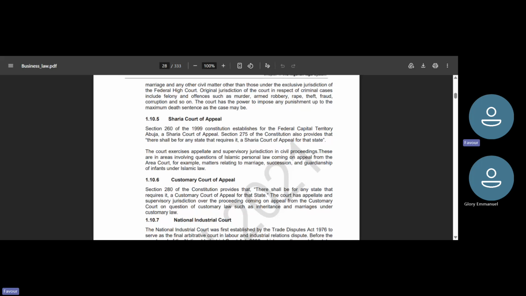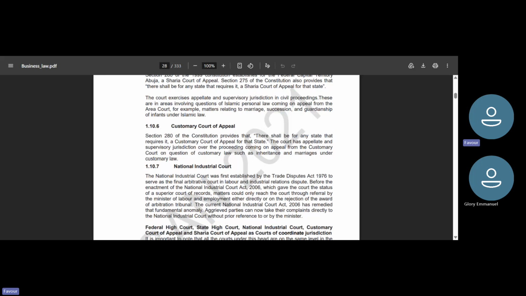So they basically deal with areas involving Islamic personal law. That's anything under Islamic law, like marriages, succession, guardianship. Its jurisdiction is basically Islamic law. So when you see Sharia Court of Appeal, you know that okay, yes, this has to do with Islamic law. Don't forget. Then they have the Customary Court of Appeal.